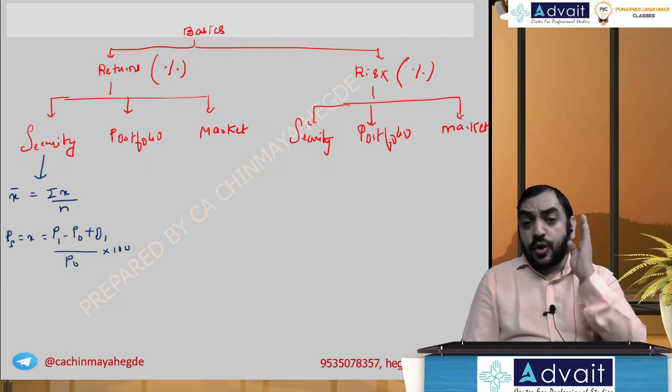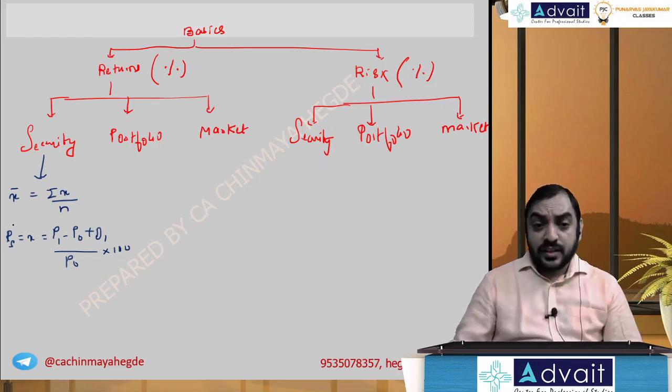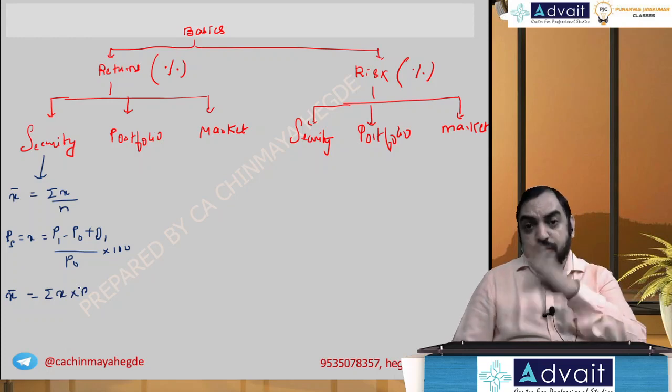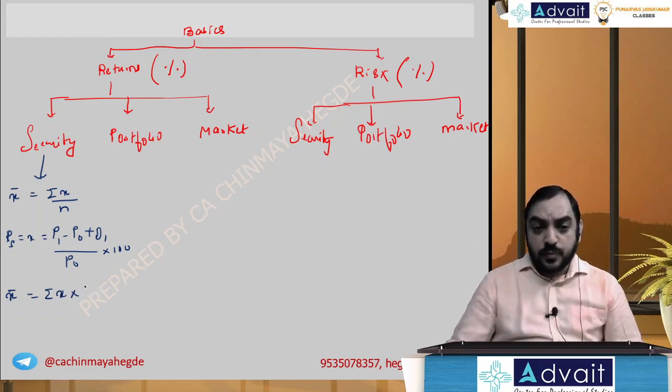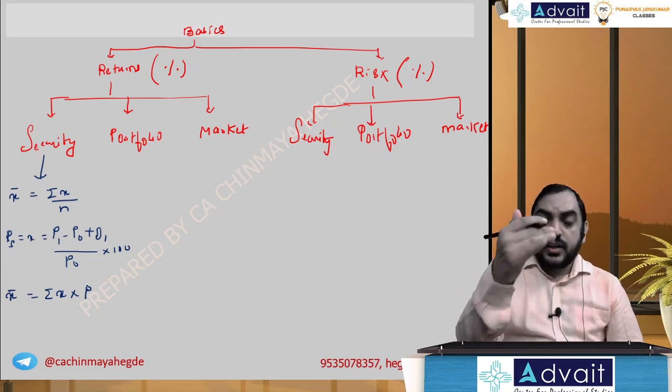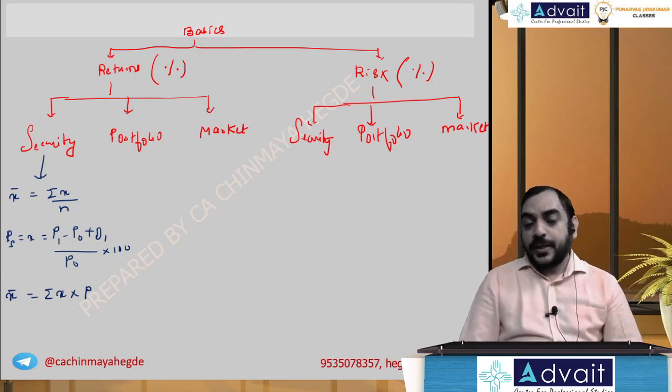Like this, we calculate for every year and for different securities. And sometimes you will also have probability given. So if the probability is given, x bar is given by summation x into p. We multiply with probability. X value returns, p represents probability. You multiply and do the total, that will give me with probability. This is regarding returns of a security.